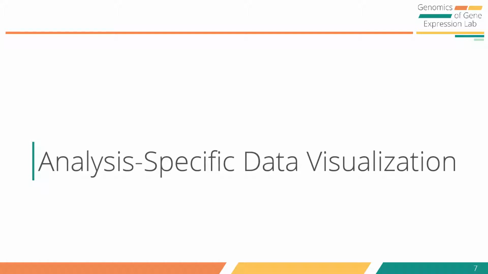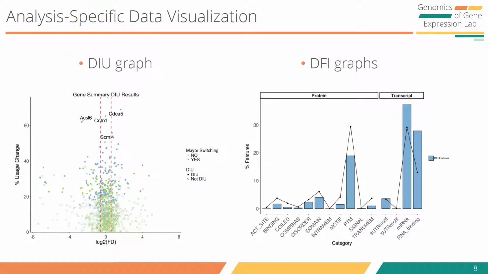Finally, once you have run an analysis, you may access analysis-specific visualization options, such as gene summary for the differential isoform usage analysis, abbreviated to DIU, or the different plots in differential feature inclusion analysis, abbreviated to DFI. That said, let's get started.